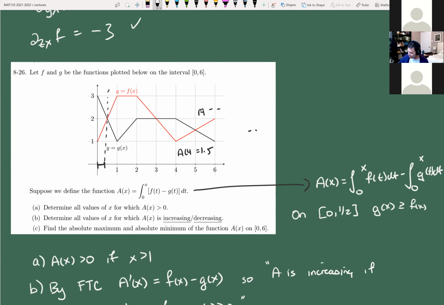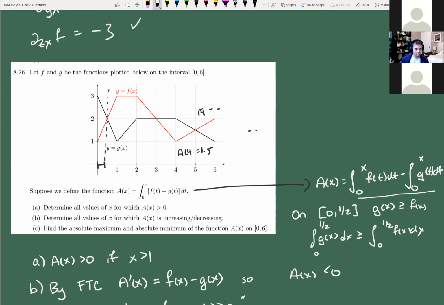So what does that mean? That means that the integral of g of x from 0 to a half is greater than or equal to the integral of f of x dx, right? So that means that a of x, which is the difference between these two things, is less than 0. Does that make sense? We actually used that when we did this problem. We weren't too worried about it, we used it implicitly, but we're using the fact that if one function is bigger than the other, then it has more area under it. Hopefully that's intuitively obvious.